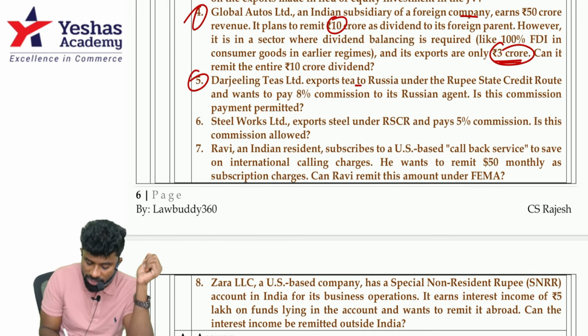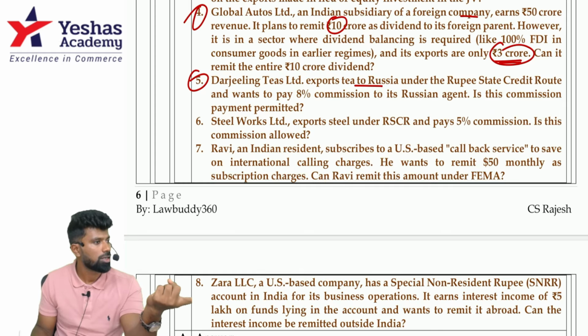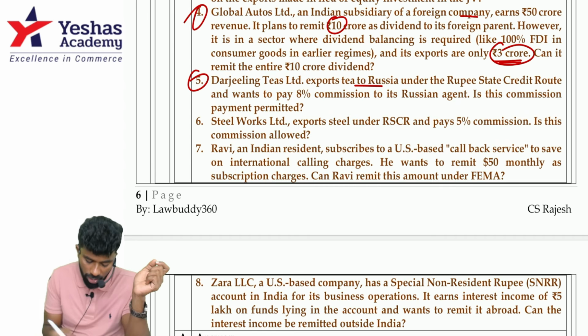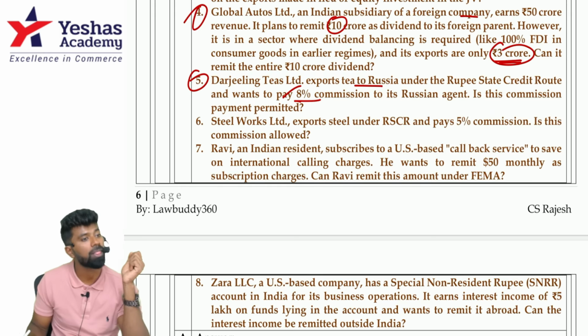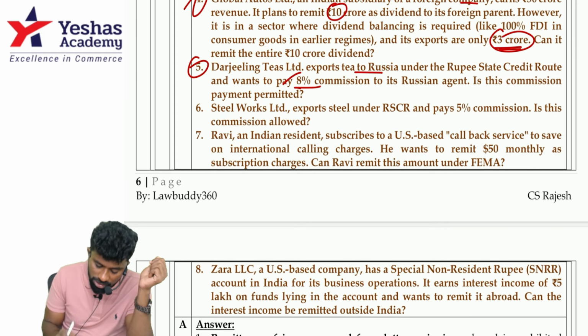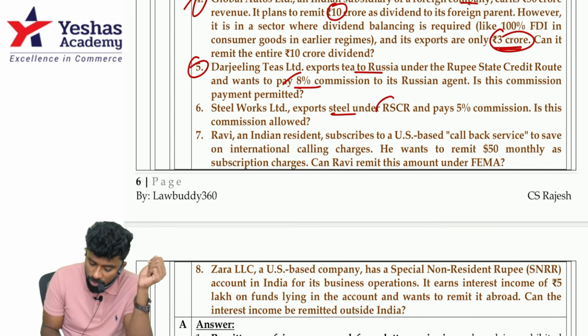Darjeeling Teas Limited exports tea to Russia. Under what scheme? Rupee State Credit Scheme or route, and wants to pay how much commission? Is it allowed? Maximum how much? 10%.